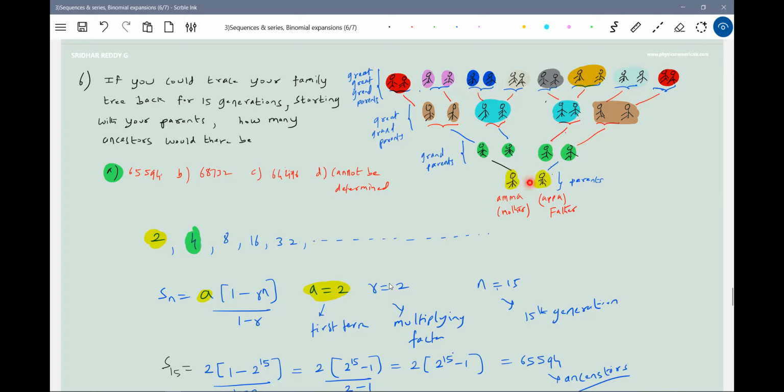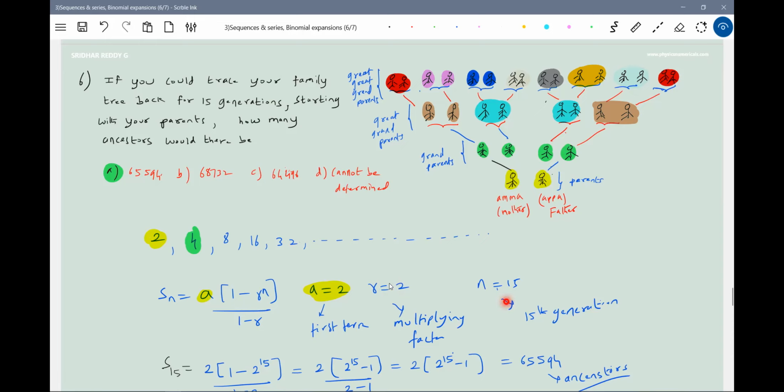First, 2. The a is 2. The first term is 2 in this group of numbers. What is the common ratio? We check it. I think it's 2, no? 2 into 2 is 4, 4 into 2 is 8, 8 into 2 is 16, 16 into 2 is 32. So the common ratio is 2 here.